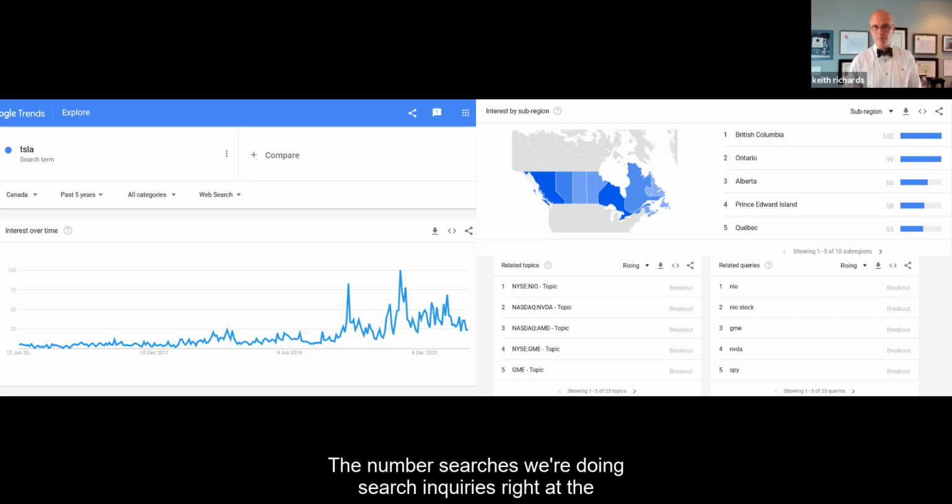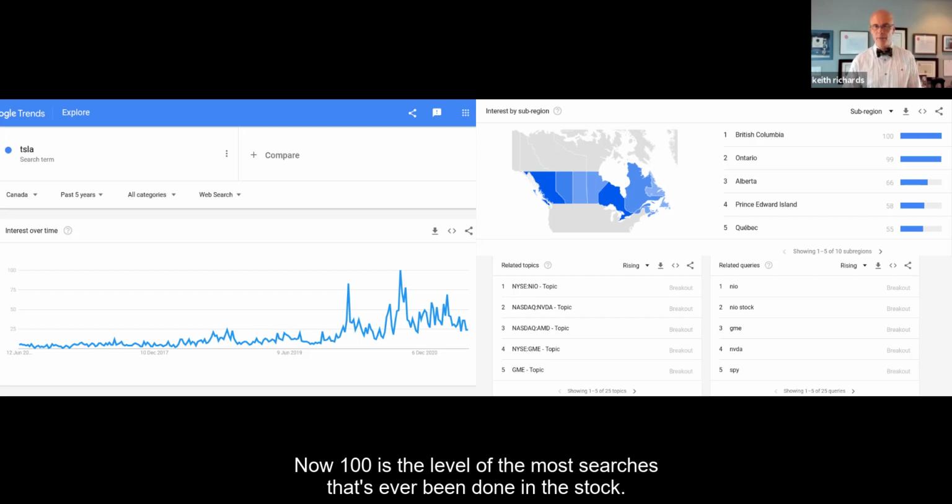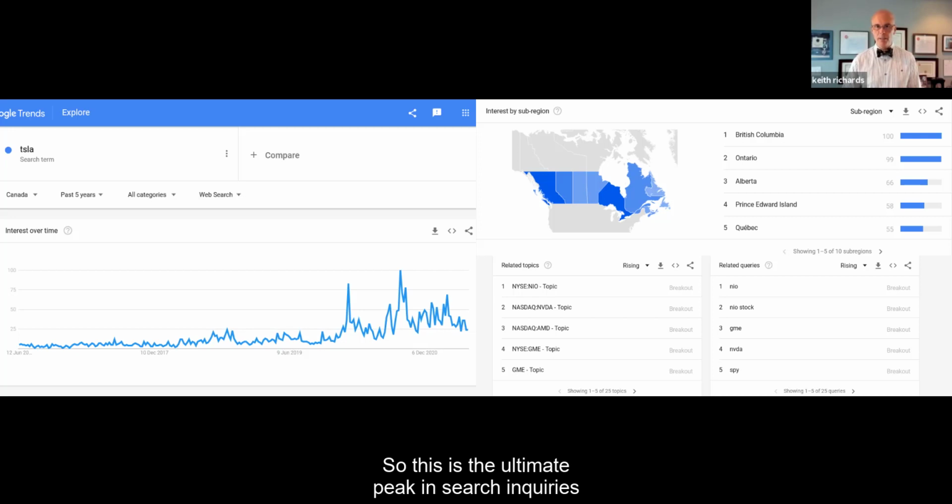Guess what the number of searches were doing? Search inquiries right at the peak of this stock, Tesla, were very, very high. Now, 100 is the level of the most searches that's ever been done on the stock. So the ultimate peak in search inquiries occurred, and I'm going to try to get our little bubble lined up here, but it was actually the end of August of 20. Now you remember looking at the chart a minute ago, that was a peak. I mentioned it was August of 2020.